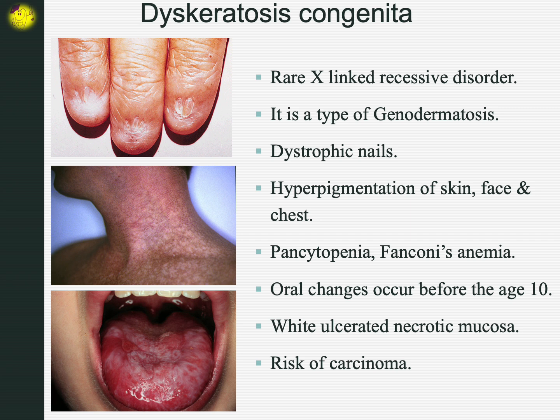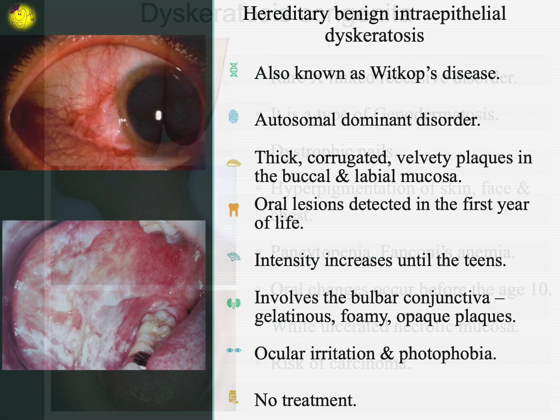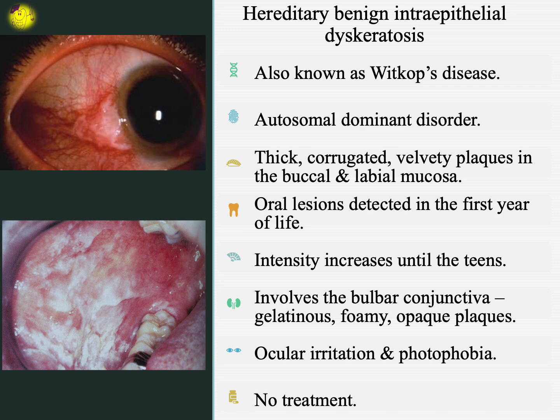The problem with this particular condition is that there are features of pancytopenia, Fanconi's anemia, and it also carries a risk of carcinoma. The next hereditary lesion is hereditary benign intraepithelial dyskeratosis, which is also known as Witkop's disease. This is an autosomal dominant disorder which has a typical appearance of thick corrugated velvety plaques commonly seen on the buccal and the labial mucosa.